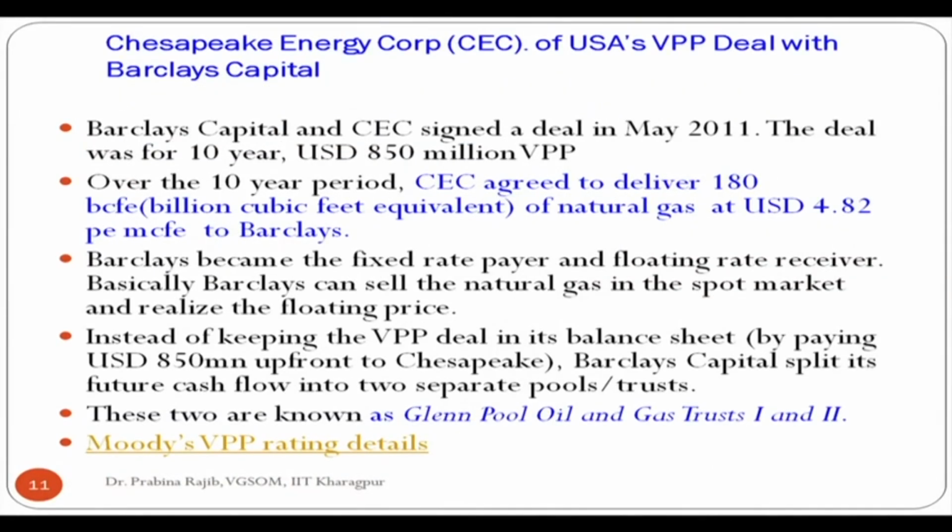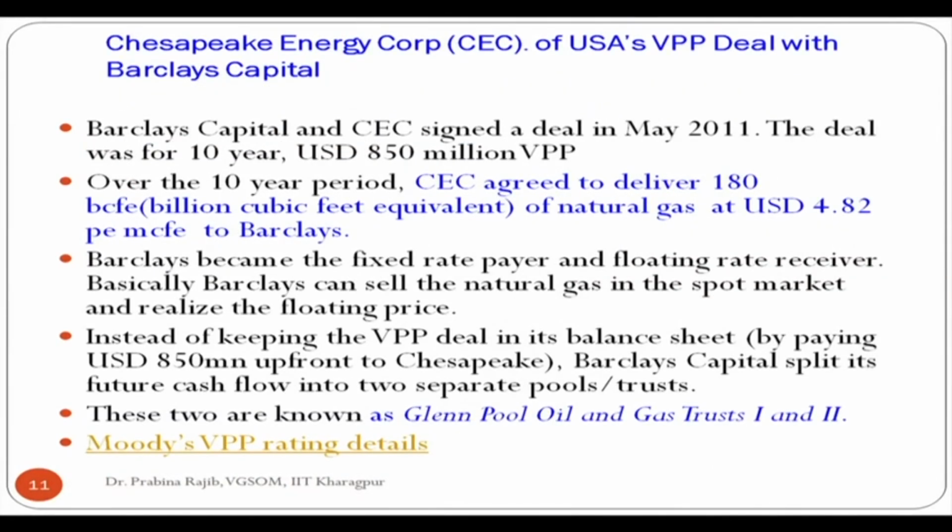In case of a volumetric production payment contract, the payment to the fixed price receiver happens in one go, at the beginning of the contract. That is, the discounted present value of the series of fixed prices to be paid to one counterparty is paid by the other counterparty. So let me take an example, then only this concept will be clear.